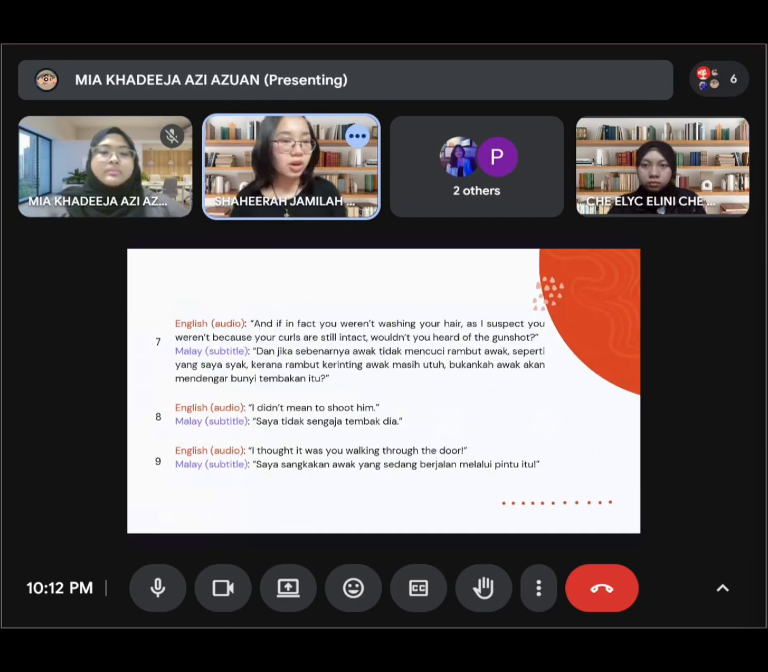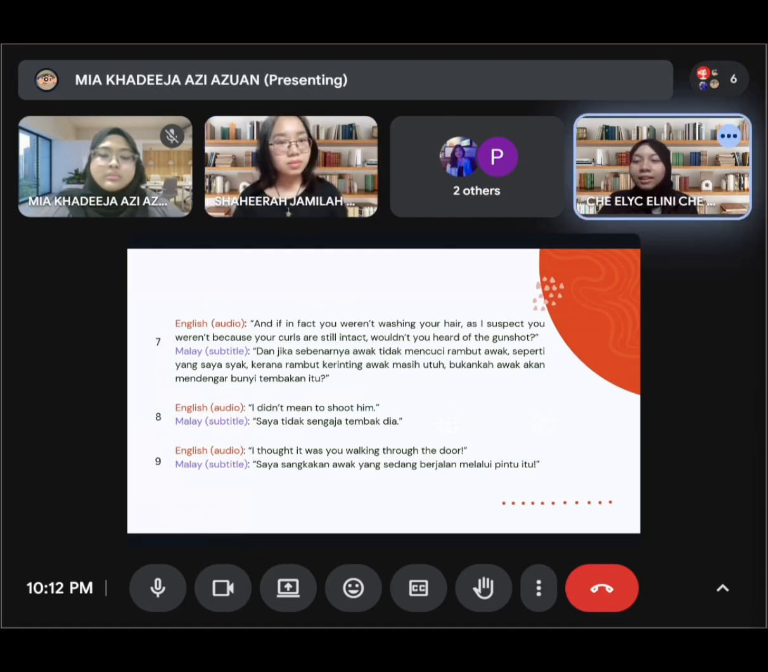for the English audio in the movie, "And if in fact you weren't washing your hair, as I suspect you weren't because your curls are still intact, wouldn't you have heard the gunshot?" And it was translated in Malay as, "dan jika sebenarnya awak tidak mencuci rambut awak seperti yang saya syak kerana rambut kerinting awak masih utuh, bukankah awak akan mendengar bunyi tembakan itu?"